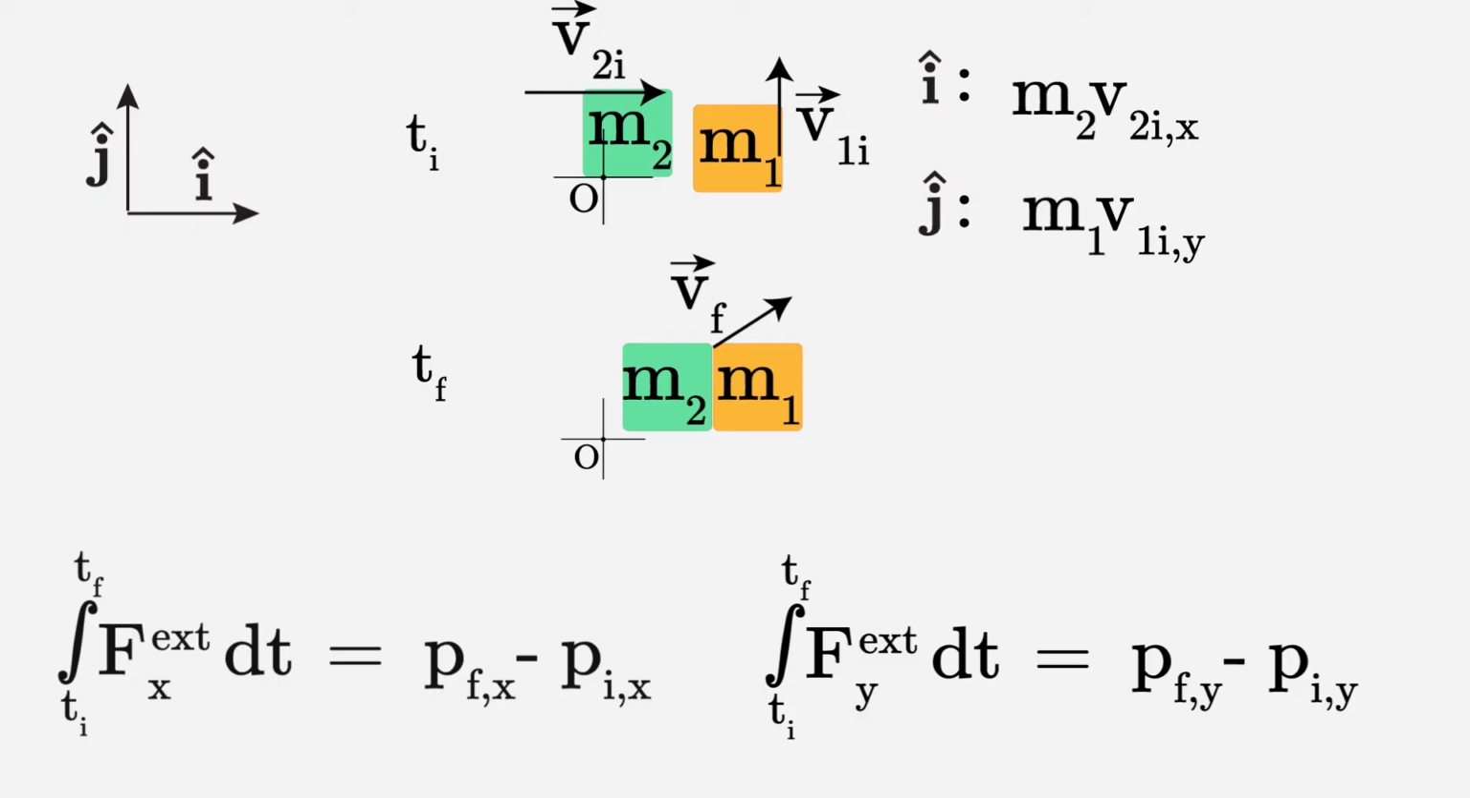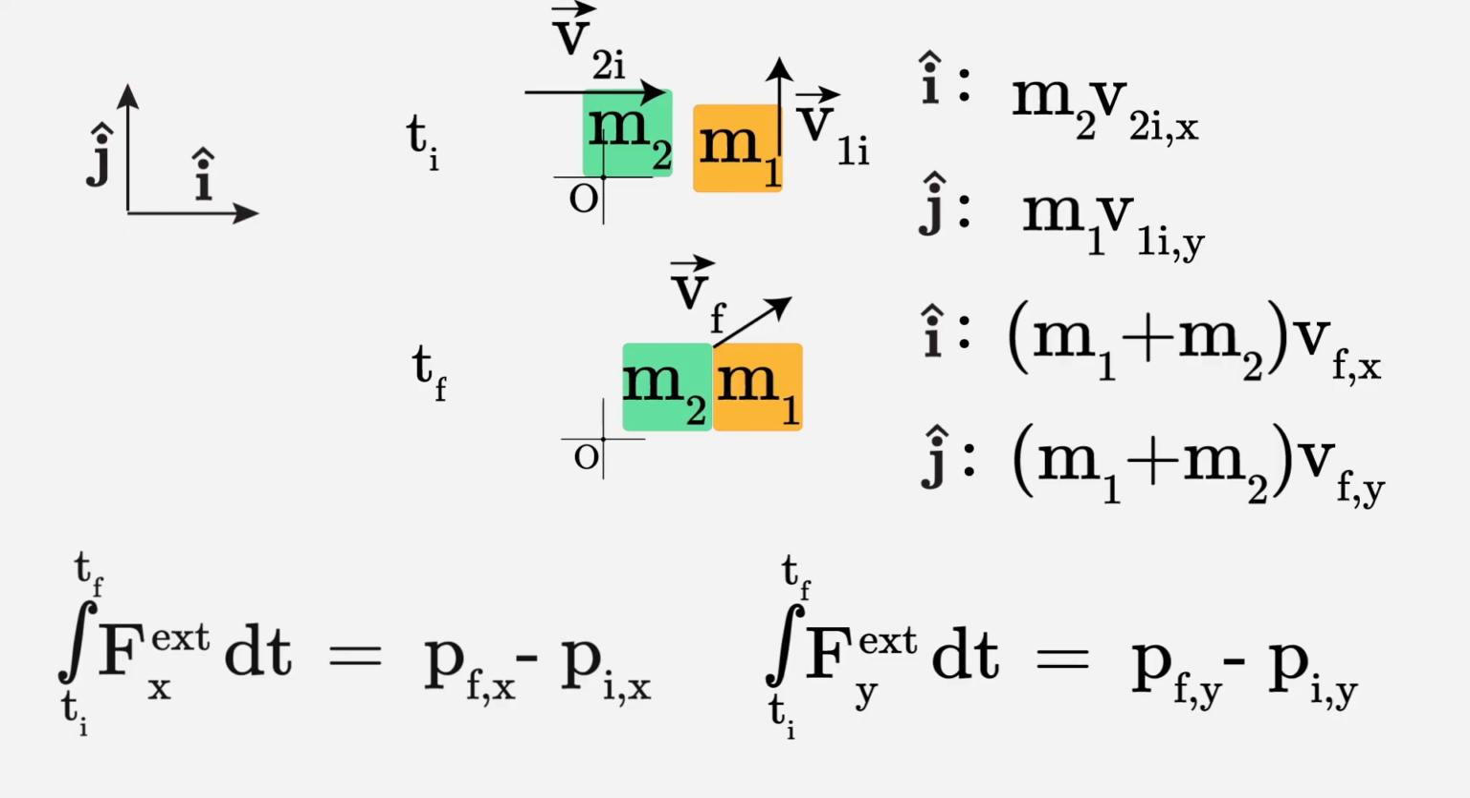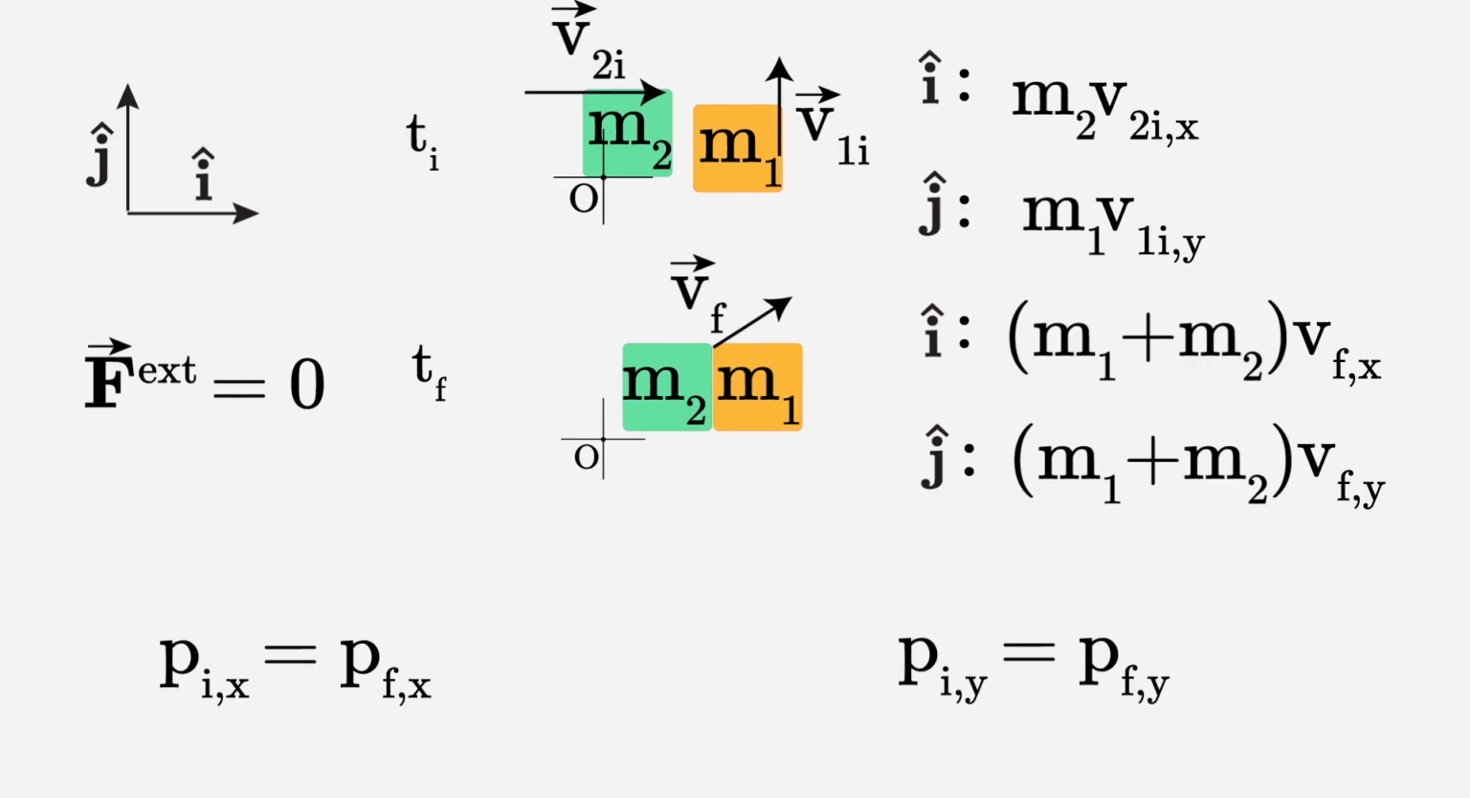And the momentum in the final state is the mass of the two blocks added together times the velocity of the two blocks. Notice that this velocity has a component in both the x and the y directions. Again, the total external force on the system is zero, so the impulse is zero in both the x and y directions, and therefore momentum is conserved for both the x and y components. So I can write my two momentum equations like this.